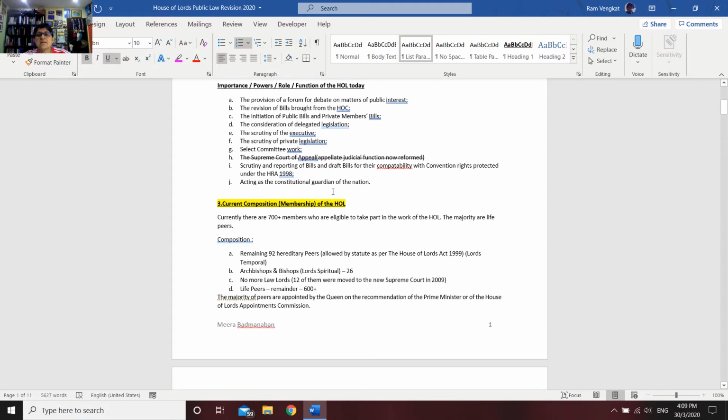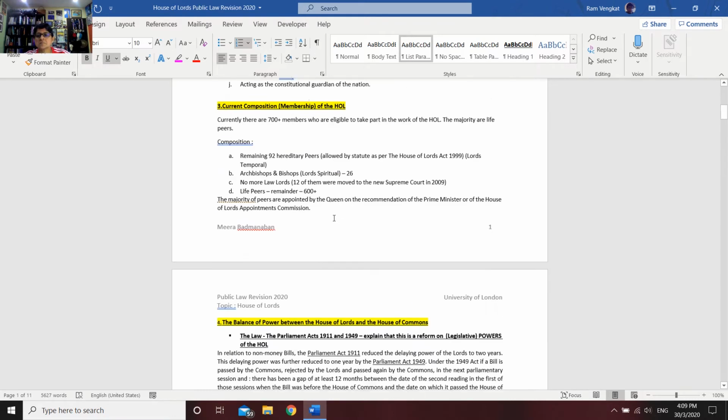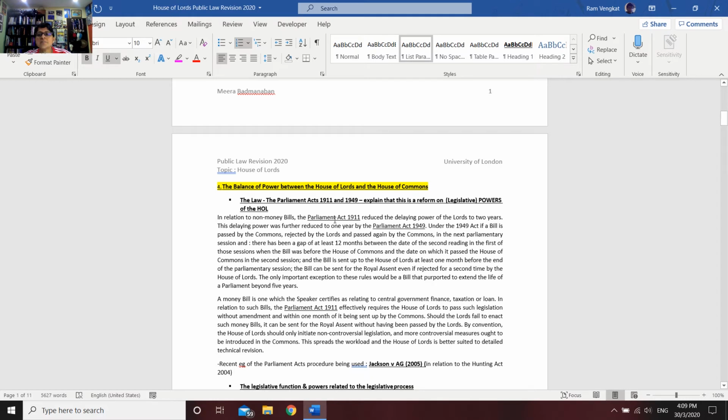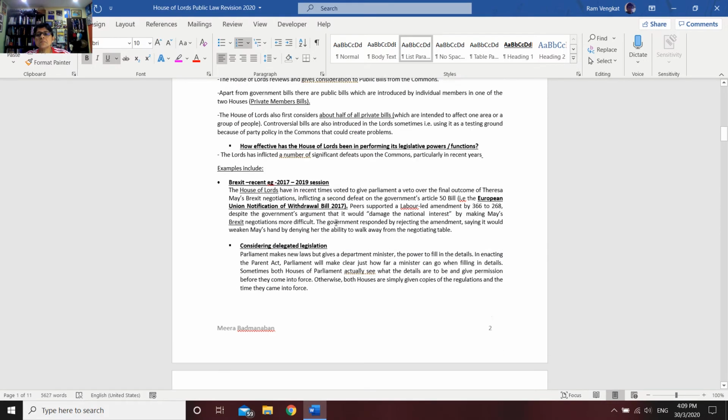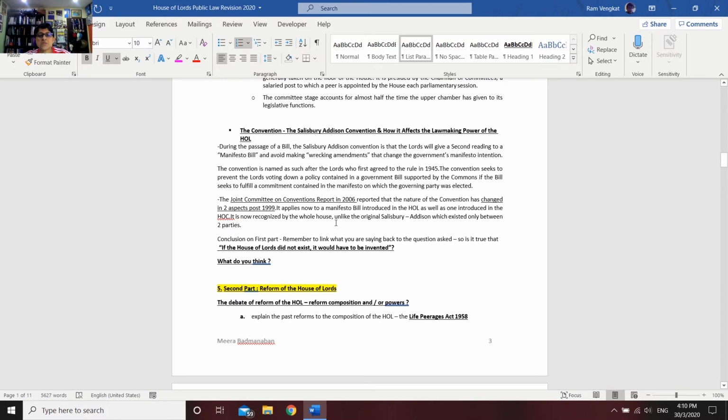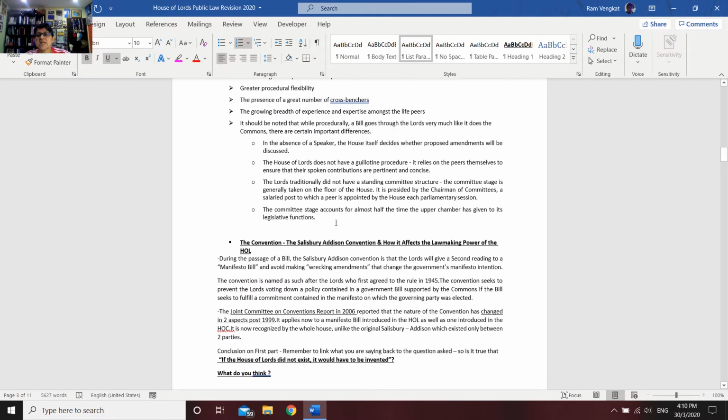Once you've done that, number 3, bottom of page 1, what is the current composition of the House of Lords? I'm going now to page 2. Number 4, what is the balance of power between the House of Lords and the House of Commons? And then I will go to the next page, number 3 at the bottom.